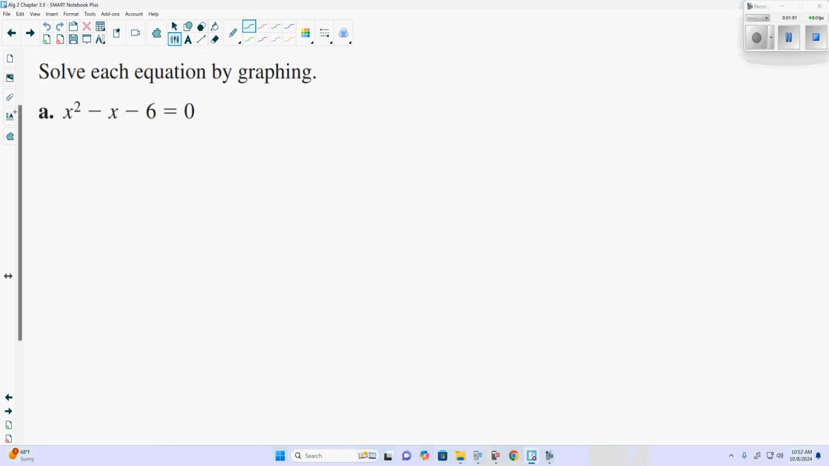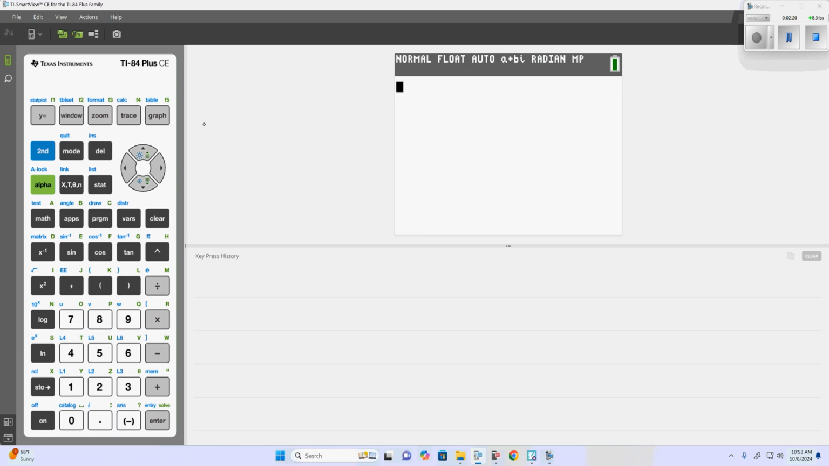Now, the first one we're going to be looking at is x squared minus x minus 6 equals 0. We're looking for what values of x will make the function equal 0. To graph it by hand, we need 5 points: the vertex and 2 points to the left and 2 points to the right. The vertex is our middle point, the axis of symmetry, and it will mirror to either side. The other way is we can use the graphing calculator, so we need to turn that on.